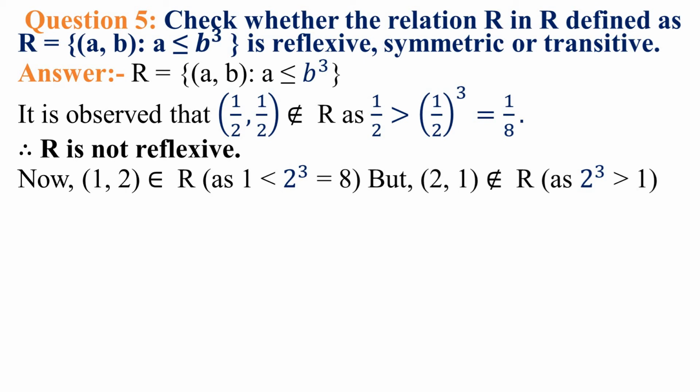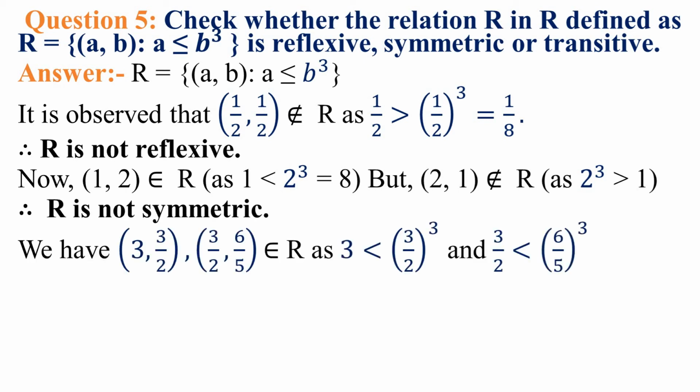2 cube greater than 1 means 8 greater than 1, so therefore R is not a symmetric relation. We have ordered pairs (3, 3/2) and (3/2, 6/5) belonging to R. Here (3, 3/2) belongs to R, that means 3 is less than (3/2) cube.